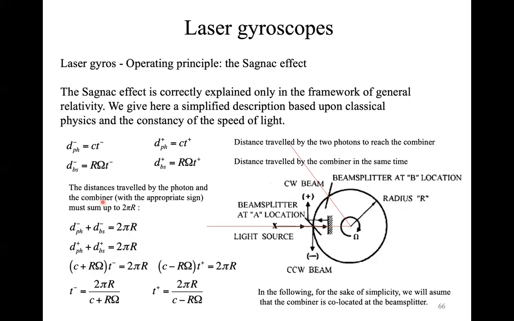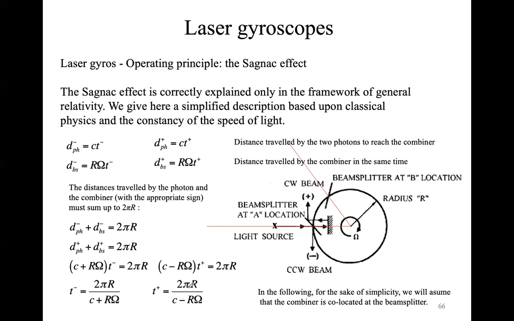So if we substitute these terms in this expression, you can find that for the photon moving anti-clockwise, the time will be equal to C plus R omega, where big omega is equal to 2 pi r. And the one that is moving clockwise is C minus R omega, C plus.